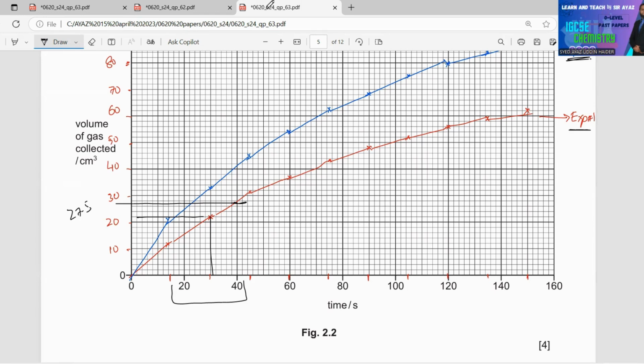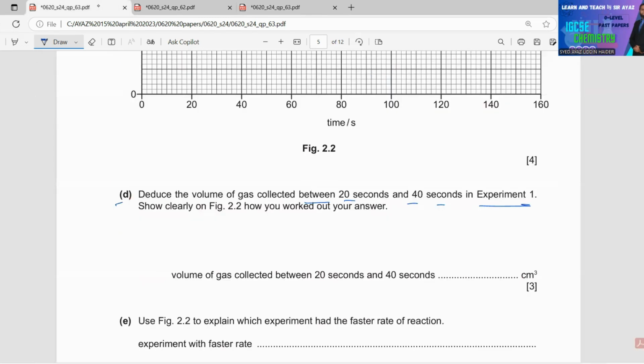So at 20 seconds, how much volume did we get? We got 14.5. And for 40, we are getting 27.5. So 27.5 minus 14.5 gives 13. We'll be getting 13 centimeter cube gas collected.